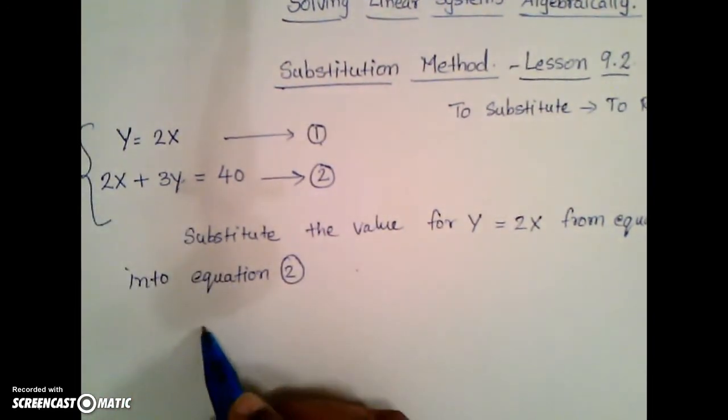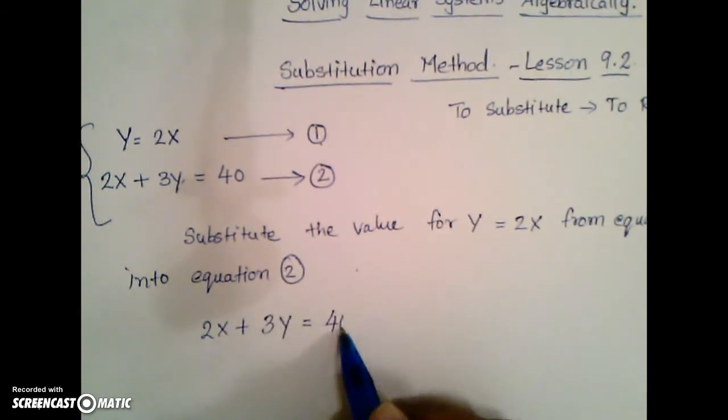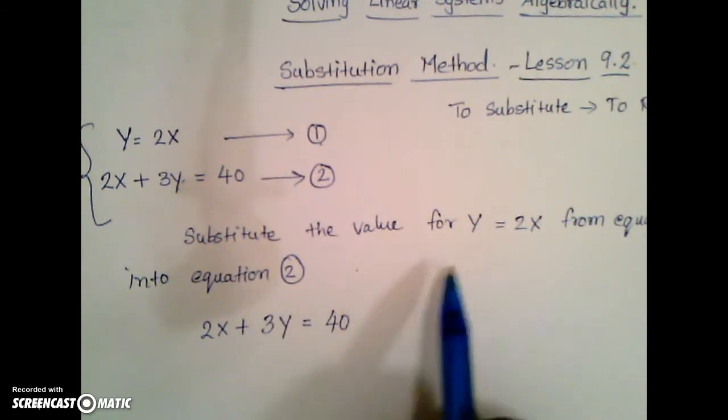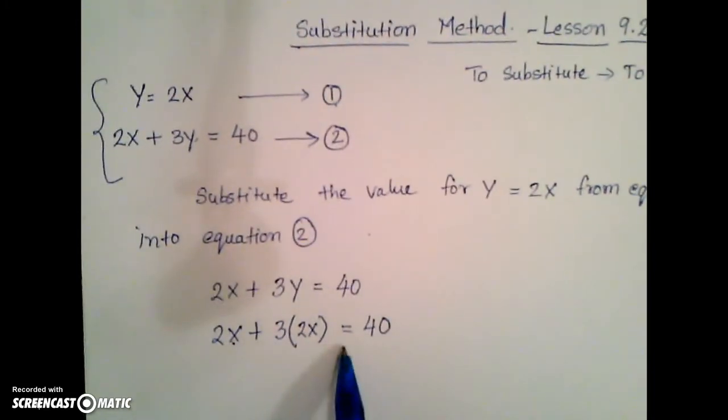My second equation is 2x plus 3 times y equal to 40. So I know y is 2x, so I'm going to replace the y. So it is 3 times 2x. So I substituted, I replaced the y, equal to 40. Now this becomes an equation in one variable. So I don't have any y anymore. So I have to simplify this expression. So I get 2x plus 3 times 2x will give me 6x equal to 40.